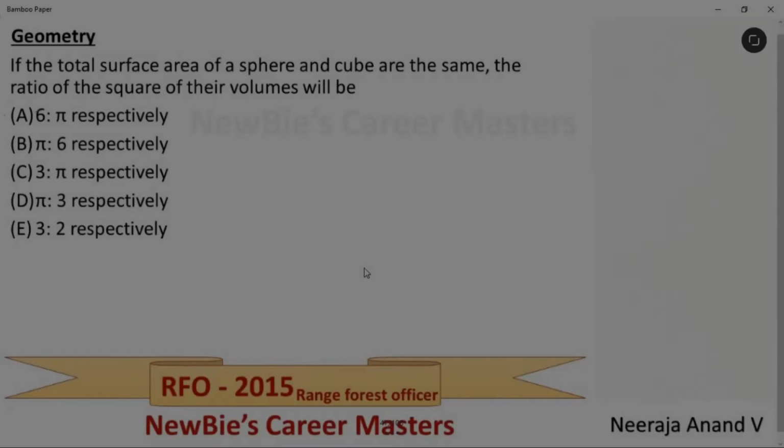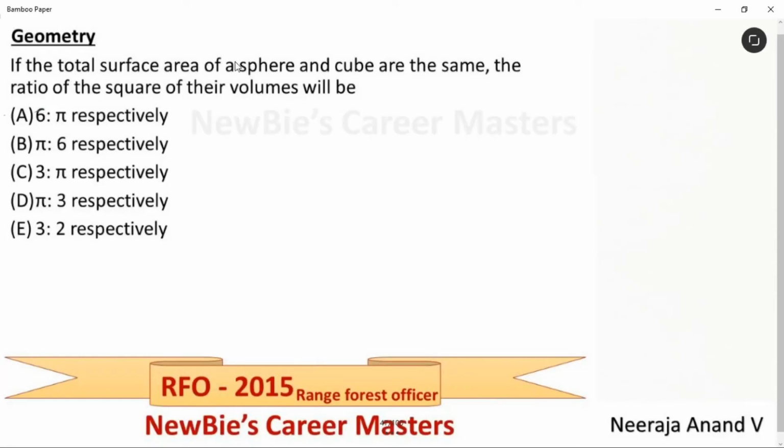Hope this is clear. Next question is, if the total surface area of a sphere and cube are same, the ratio of the square of their volumes will be. Of their volumes means you have to take the sphere volume and also the cube volume. Okay. See, let's take the sphere here, radius R, and a cube with the side a.